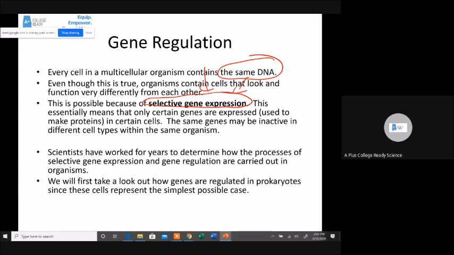Scientists have worked for a long time to determine how these processes happen. And really to figure it out, they started in the most simple case, which are prokaryotes, bacteria. So we're going to start off by talking about how genes are regulated in bacteria and prokaryotes. And then we'll move toward the end of the discussion today into how it works in more complicated things like us.